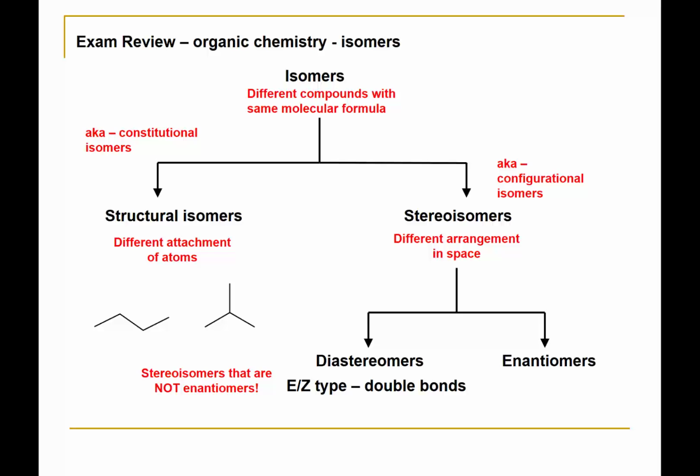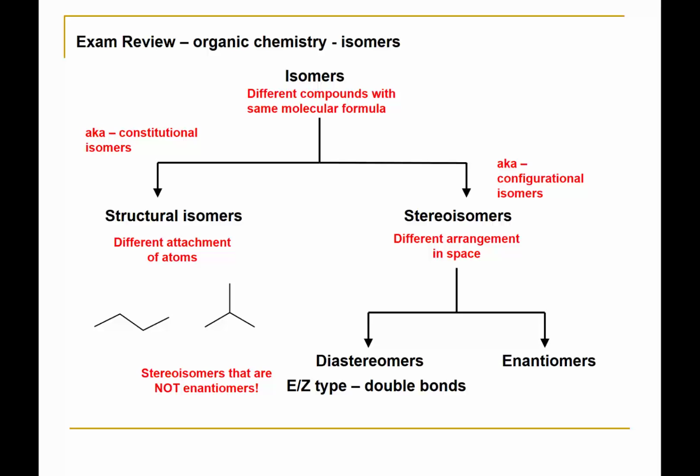This is part two of investigating how we can compare different compounds and decide what sort of relationship they have, whether or not they're isomers or whether they are identical. So in the previous video, we reviewed this chart. And so remember that isomers are different compounds with the same molecular formula. There are essentially two ways that this can happen: structural isomers or stereoisomers.